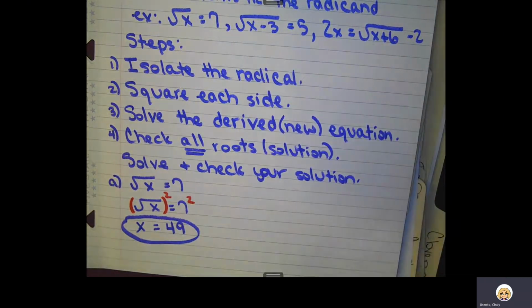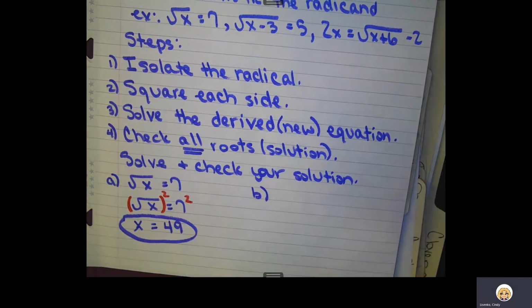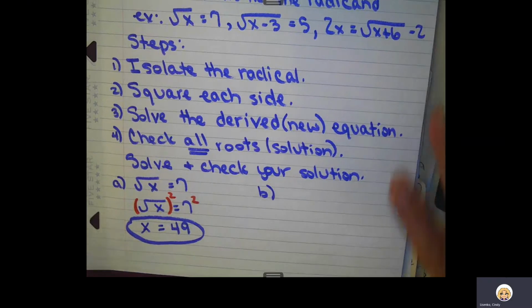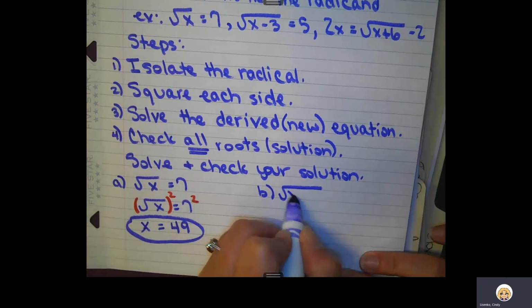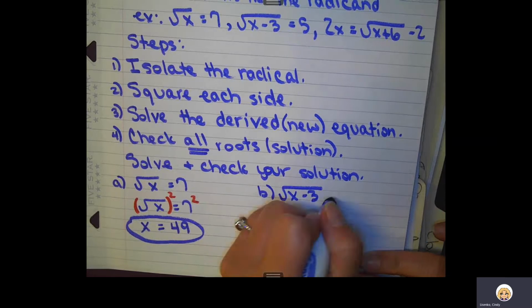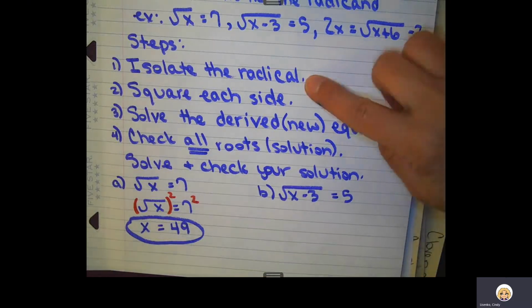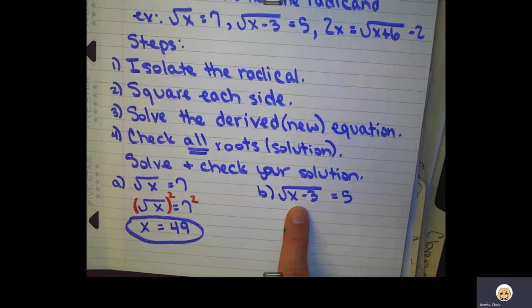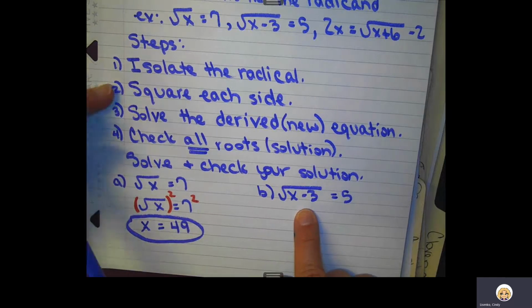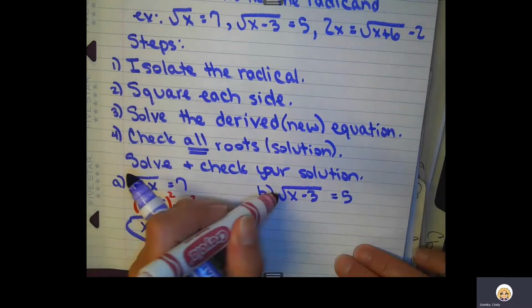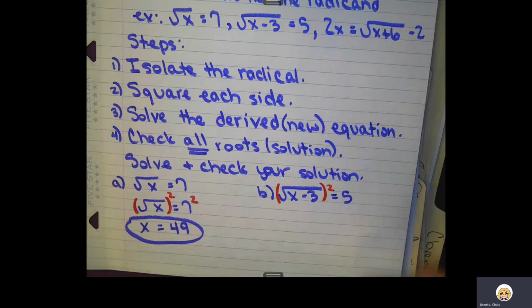Let's do example B. So we've got 6 total. Can you write the square root of x minus 3, and then next to that equals 5? All right, so step 1, isolate the radical. That means get it alone. It is. It's the only thing on the left. So now I move to step 2. Step 2 is to square each side. So I'm going to put parentheses and square the left, and then square the right.